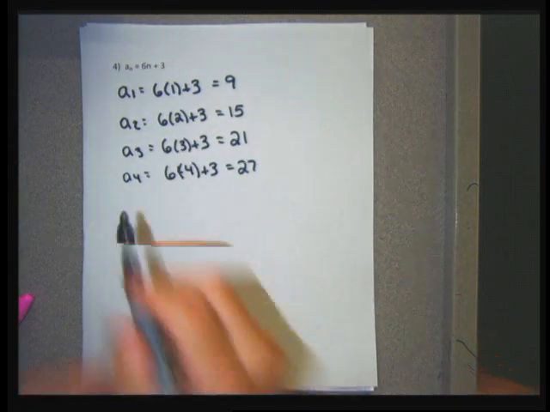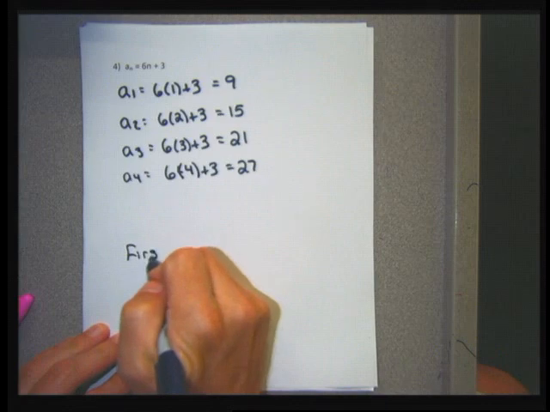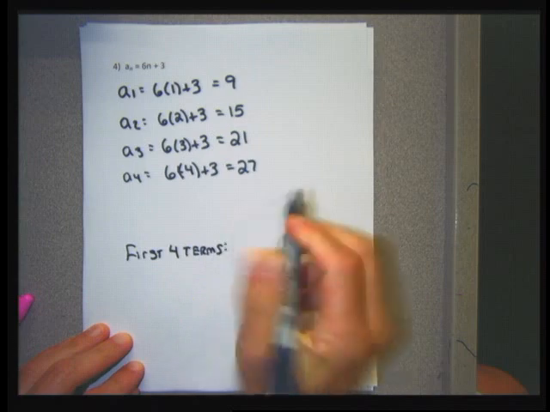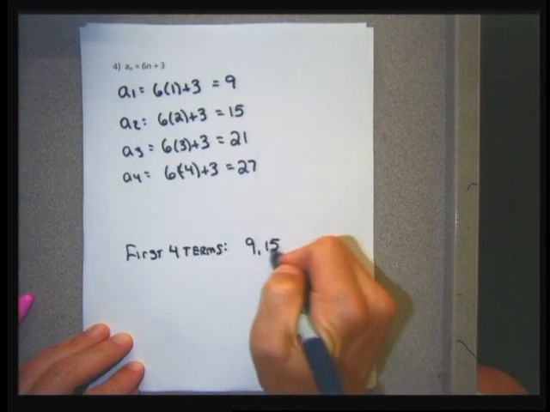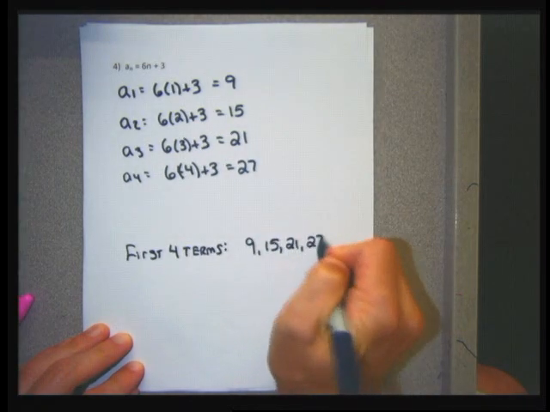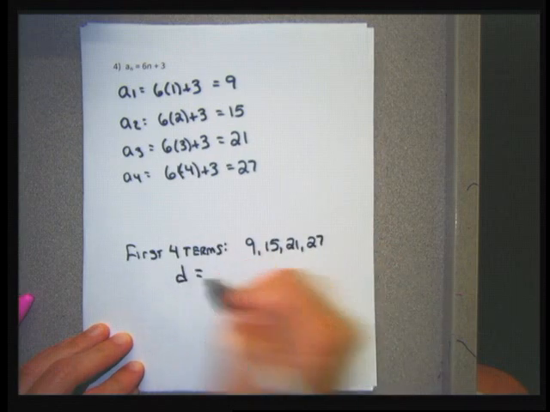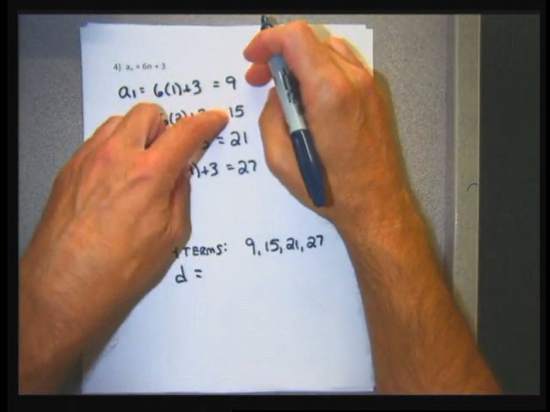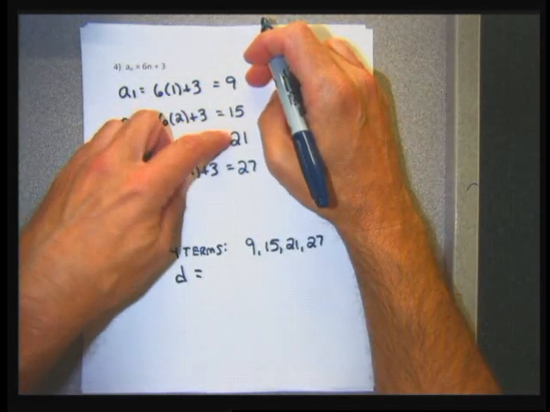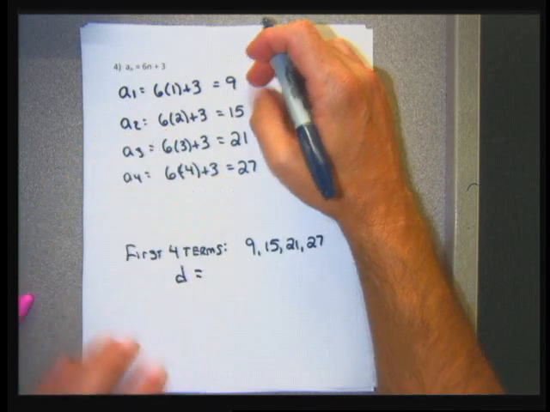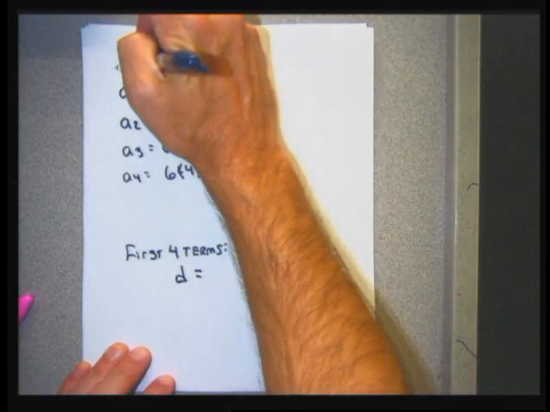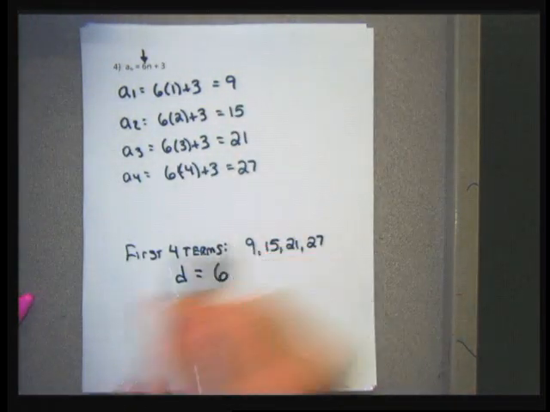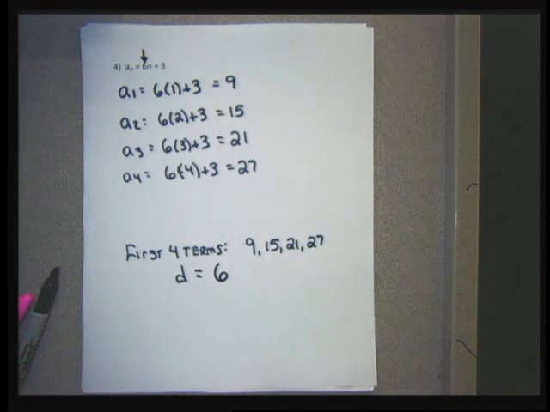Lastly, this is part of what needs to be done. I'll need to list out the first four terms, and in this sequence, the first four terms are 9, 15, 21, and 27. I'm supposed to write the common difference, and the common difference is what you have to add to get from one term to the next. Because 9 plus 6 is 15, 15 plus 6 is 21, 21 plus 6 is 27, the common difference d is 6. And again, in an arithmetic sequence, the number to the left of the n is going to be the common difference. So in this particular case, the common difference is 6.